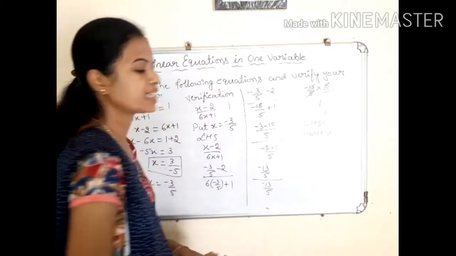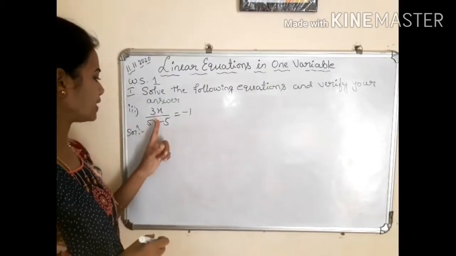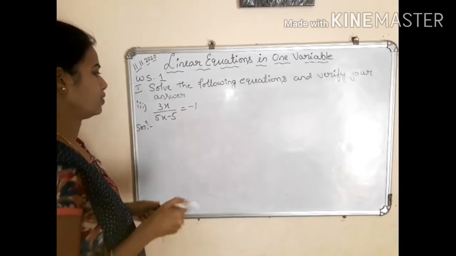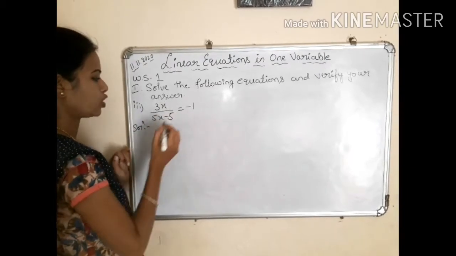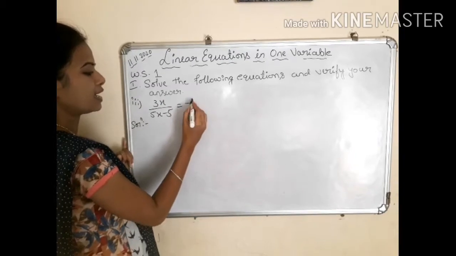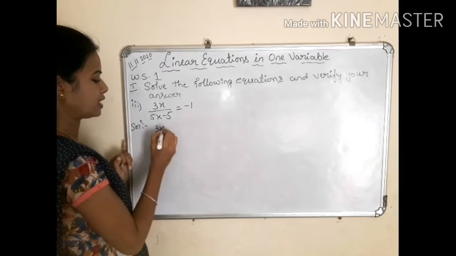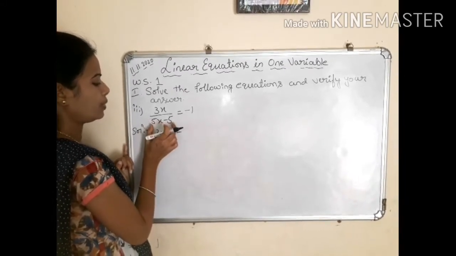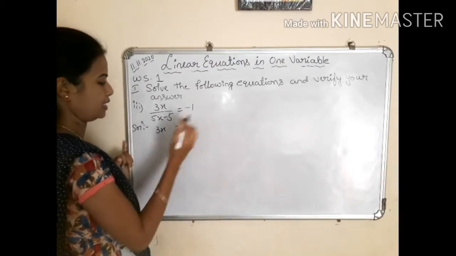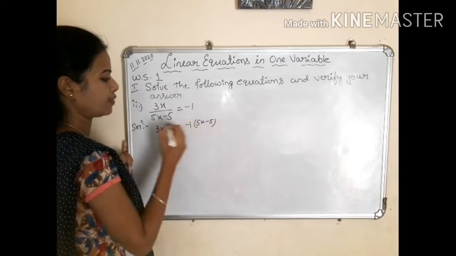This is the solution for second question. Question number 3: 3x divided by (5x minus 5) is equal to minus 1. Go for cross multiplication. While doing cross multiplication, 3x, here nothing is there, means divide by 1 is there, minus 1 by 1. Then 3x into 1 is equal to denominator of the LHS multiplied to the numerator of the RHS. Then you will get minus 1 into (5x minus 5).